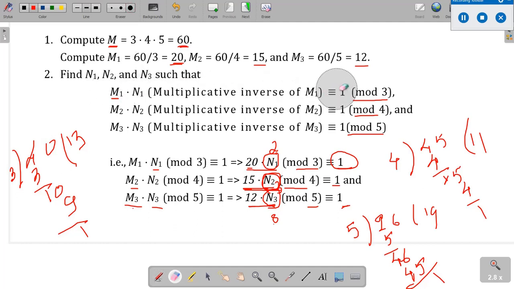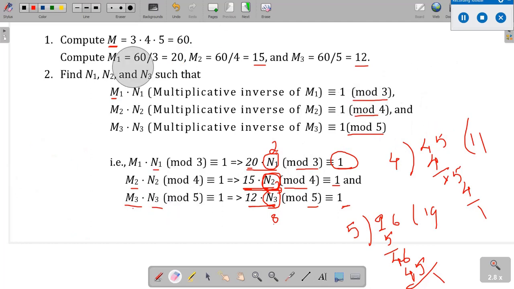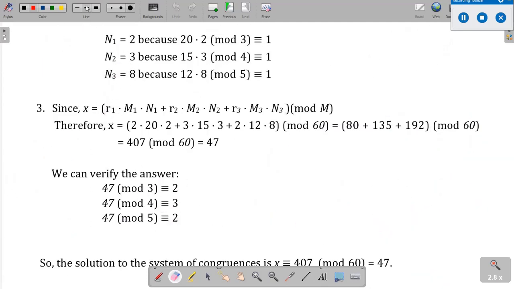You can also use this formula, but we have changed this formula into a simpler form by bringing the mod 3 to the left hand side. You can directly use it. So now we have the value of n1 2, n2 3 and n3 8, because 20 into 2 mod 3 equal to 1, 15 into 3 mod 4 equal to 1 and 12 into 8 mod 5 equal to 1. So now we have all the values r1, m1, n1, r2, m2. So we will calculate the value of x.